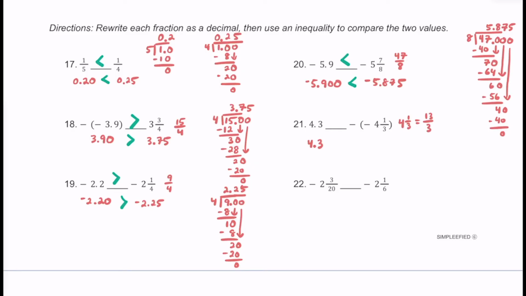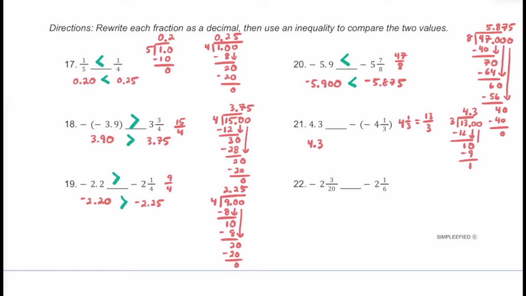So let's go ahead and see if we can turn this into a decimal. So let's go ahead and take 13 and divide that by 3. So 3 goes into 13 4 times. 4 times 3 is 12. We have a remainder of 1. New decimal, 0. Bring down that 0. 3 into 10 3 times. 3 times 3 is 9. You can see here the remainder is going to be 1 again.